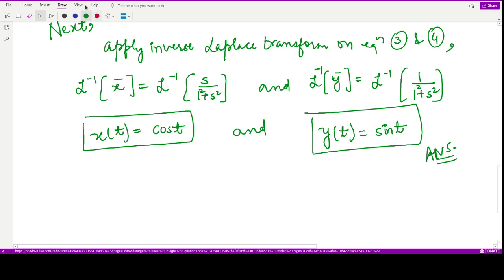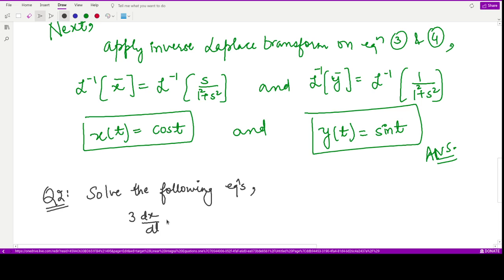So let us see another question. Question 2. This question says, solve the following equations using Laplace transform. The first equation is 3 dx upon dt minus y is equal to 2t, and the second equation is dx upon dt plus dy upon dt minus y is equal to 0.